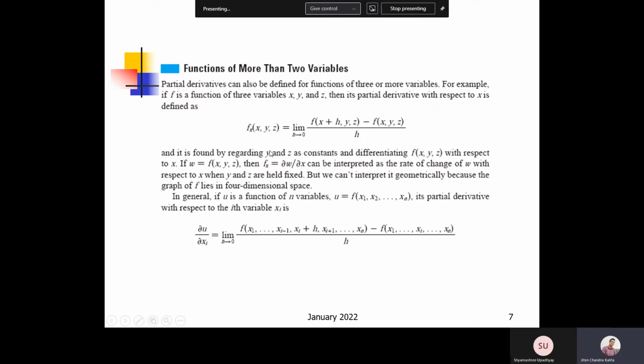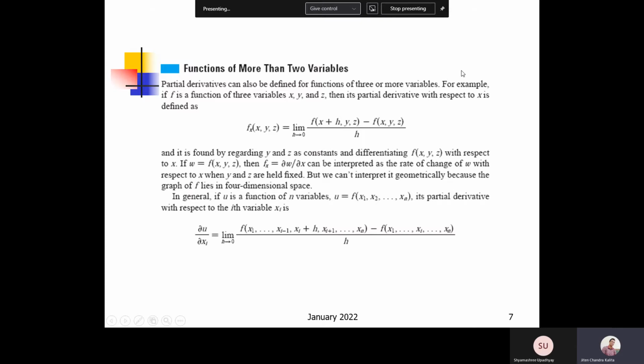Okay. Now, if you consider a function of n variables x1, x2 up to xn, and you consider the partial derivative of this function with respect to xi, you have to fix all the other independent variables, but for the independent variable xi, you consider an increment and define the partial derivative like this. Okay, fine.